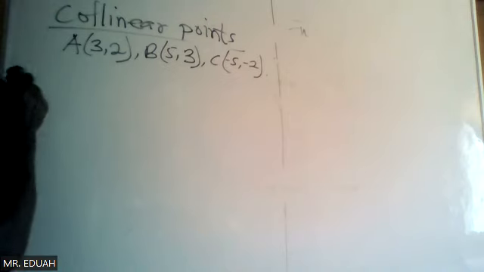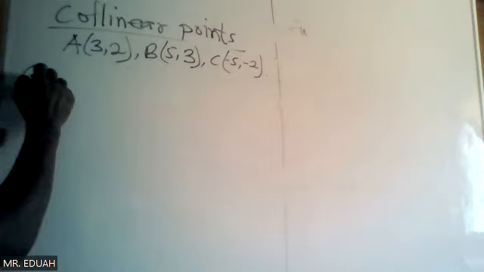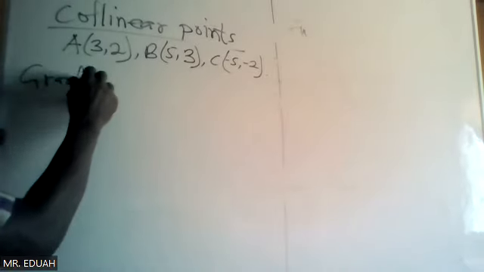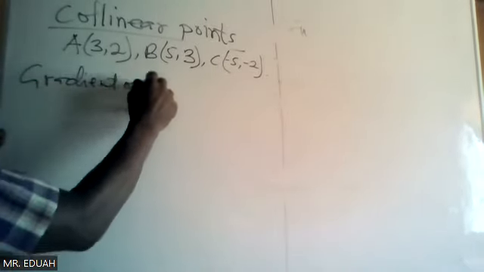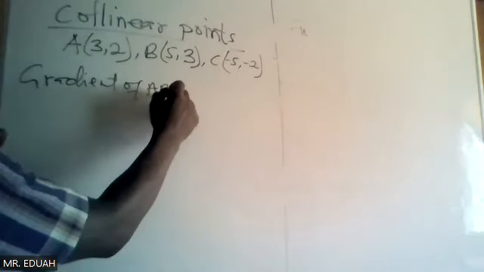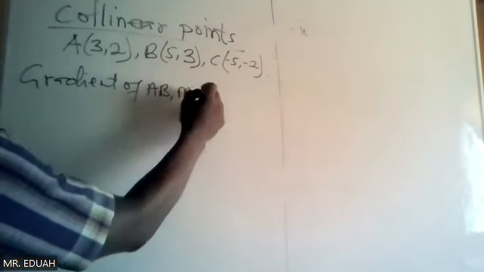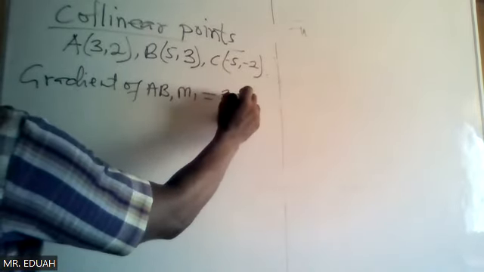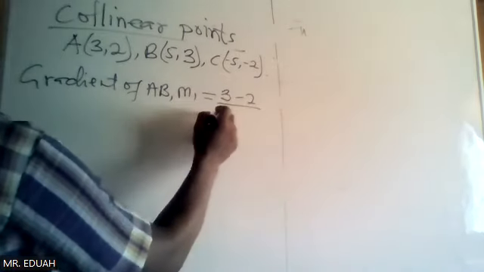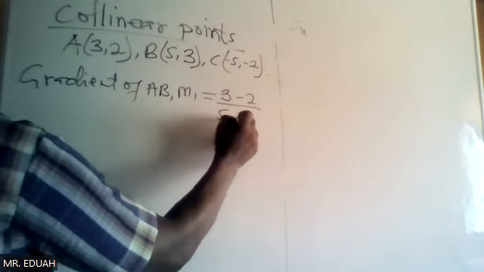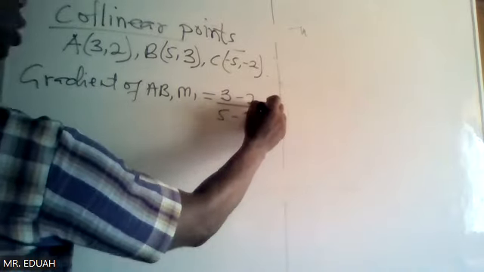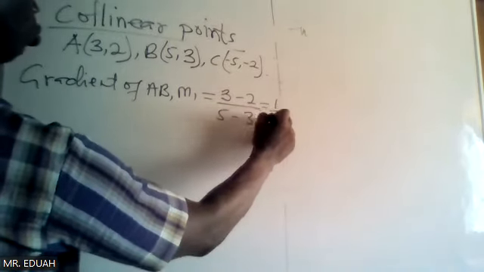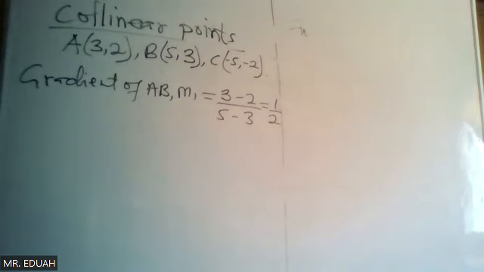So now let's find the gradient of AB. Let's call it M1. The gradient of AB will be equal to Y2, which is 3, minus Y1, which is 2, dividing X2, which is 5, minus X1, which is 3. So this will be equal to 1 on 2. So that's the gradient between A and B, M1.